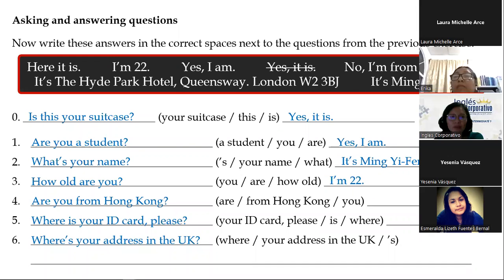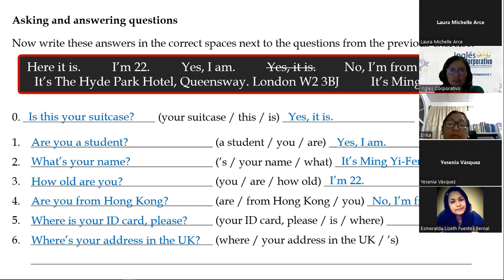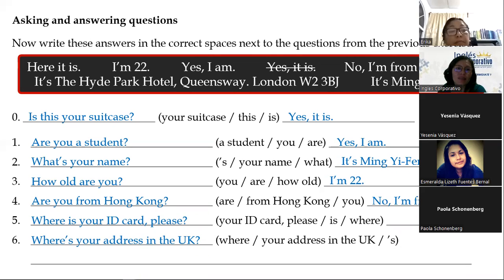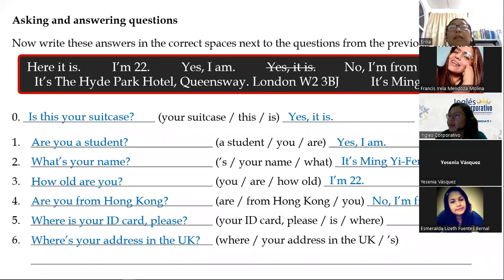Are you from Hong Kong? What does she say? Okay, Erika? No, I'm from Shanghai. Very good. And the next one, where is your ID card, please? How do we answer to that? ¿Cómo contestamos a esa? Laura, dime. Dígame, Erika. Here it is. Okay, here it is.